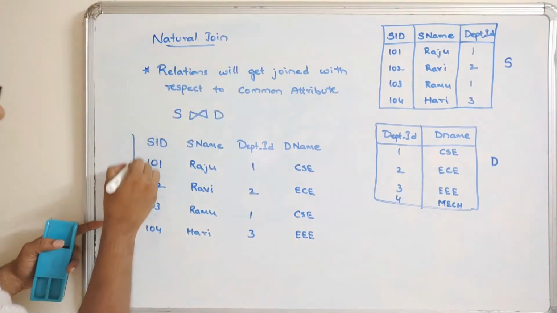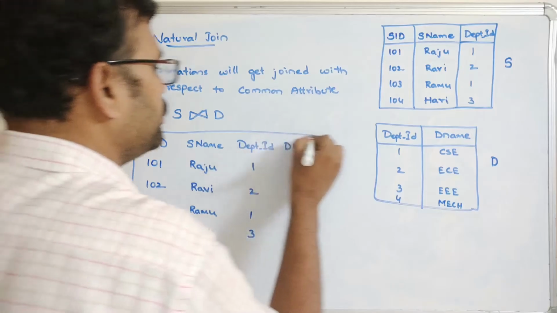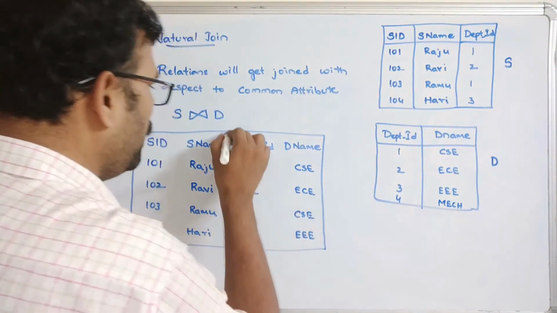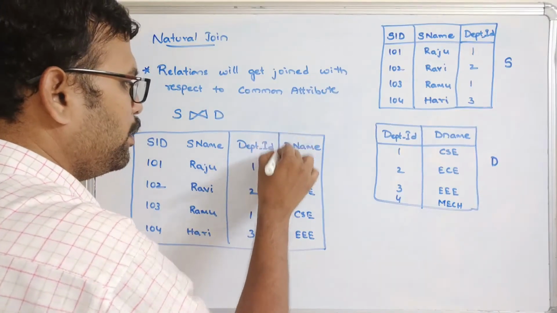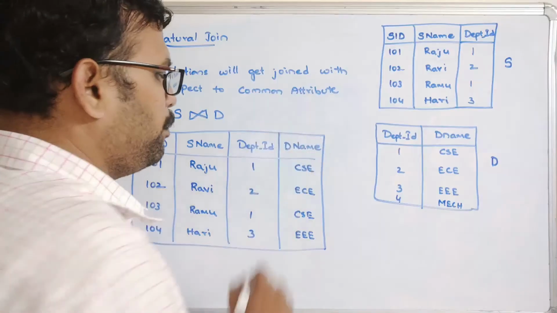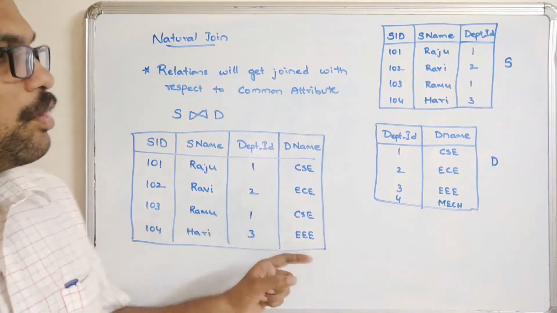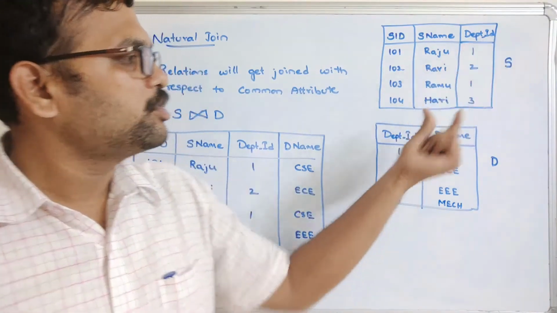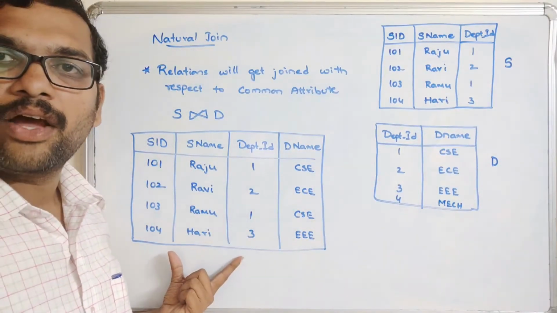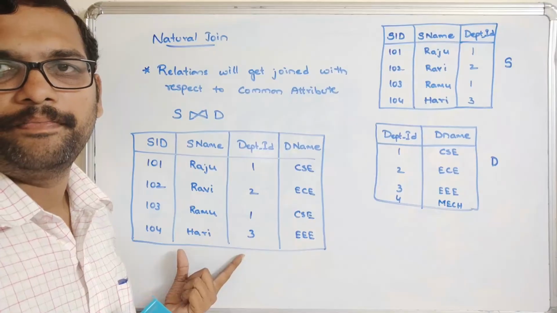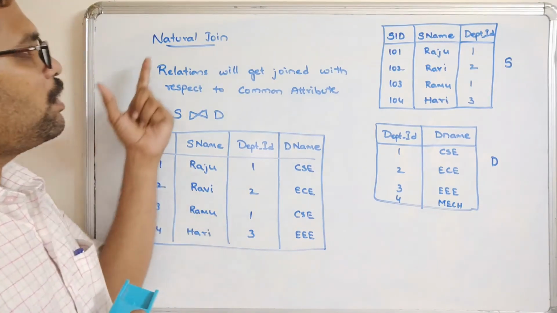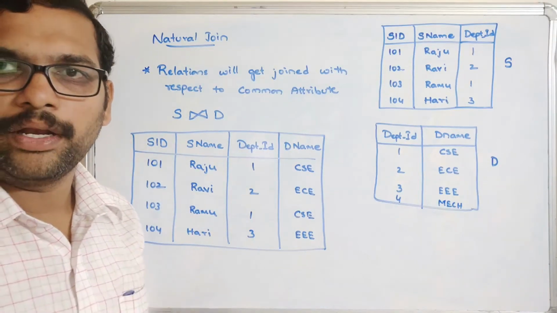So this is the join, this is the natural join. The two relations will get joined with respect to the common attribute, right? Here the common attribute is department ID. With respect to this common attribute, the relations will get joined. Hope you understood this one. That is called a natural join.